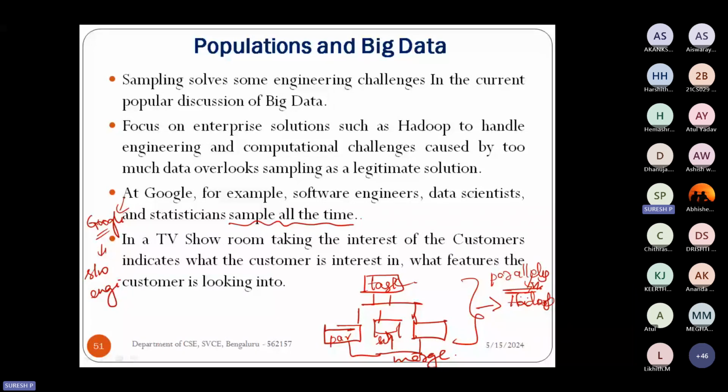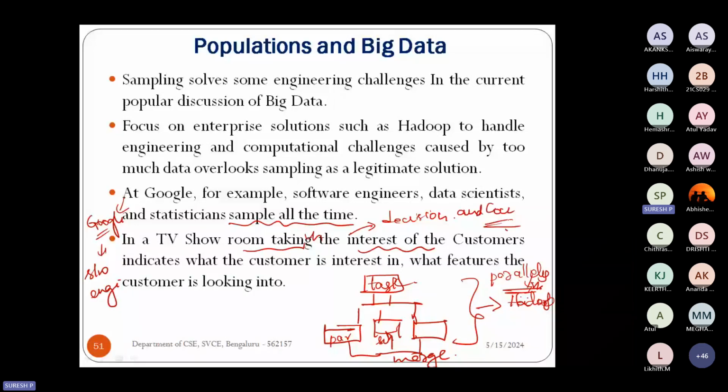Take a TV showroom: taking the interest of the customer indicates what the customer is interested in and what features the customer is looking for. Depending upon that, I have to recommend a particular product. Depending upon that interest, I can tell you that this particular company's product has these facilities, so you may be interested in this TV. That is the TV showroom example. This is how decisions and conclusions have to be arrived at.